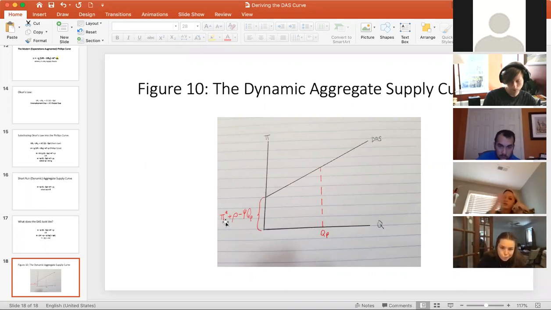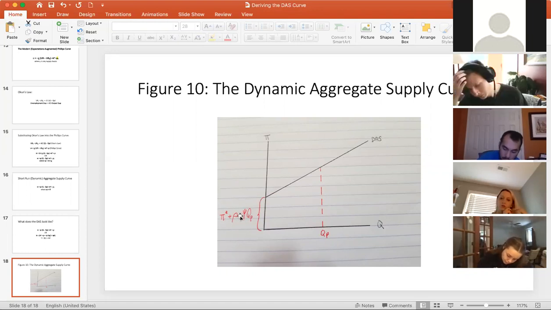What happens if there's a change in inflationary expectations, or a change in rho, the supply shock variable, or a change in potential real GDP? What happens to the DAS curve? It shifts up or down. Exactly. Why does potential real GDP have a minus sign in front of it?